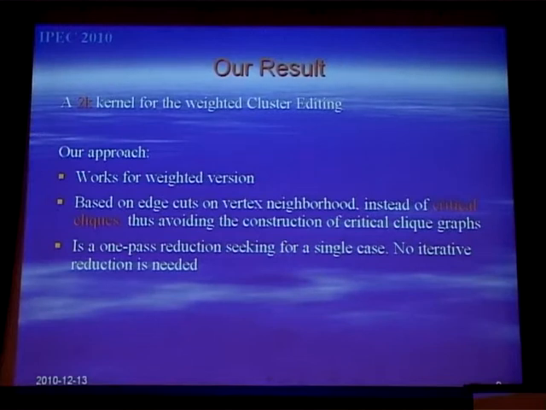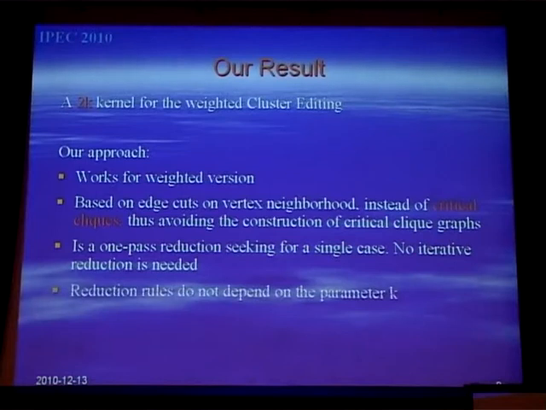Basically, if you give me a graph, I just look at every vertex once, okay? And for each vertex in that one pass, reduction, we are only looking for a single case, okay? There's only one case. So that means if the vertex satisfies that case, we apply the rule. If it doesn't satisfy, we ignore that. Okay, so eventually, this reduction becomes quite simple compared to the previous approach to this problem.